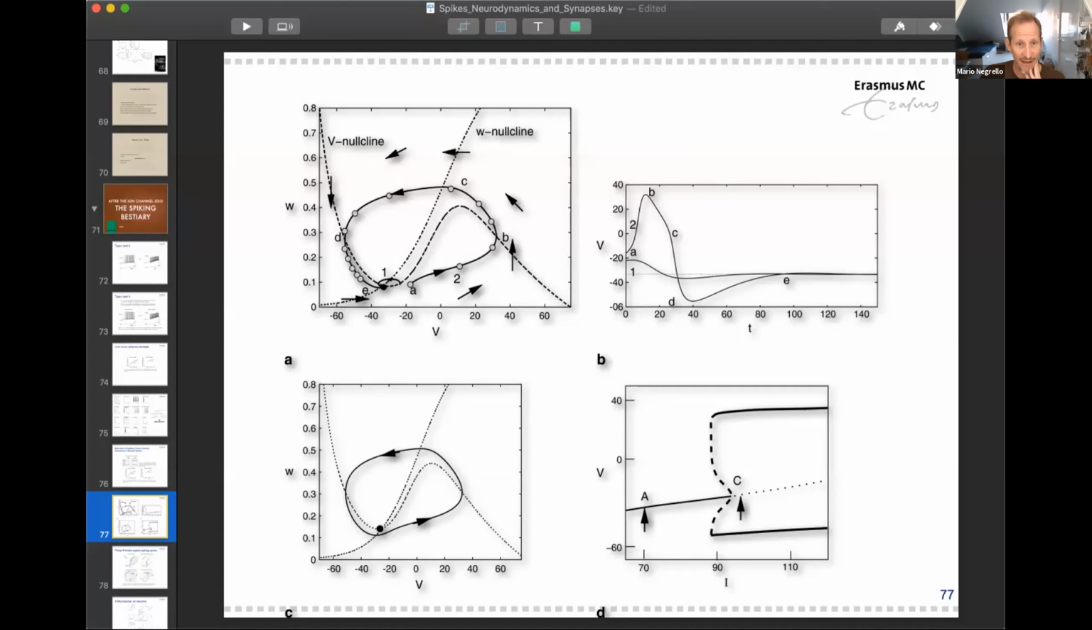Look at the top left graph first. You notice that we have two trajectories marked with numbers 1 and 2, and you have letters indicating here A, B, C, D, E. Those are places where the nullclines are crossing and the trajectory is crossing the nullclines and therefore inverting the direction of the field.